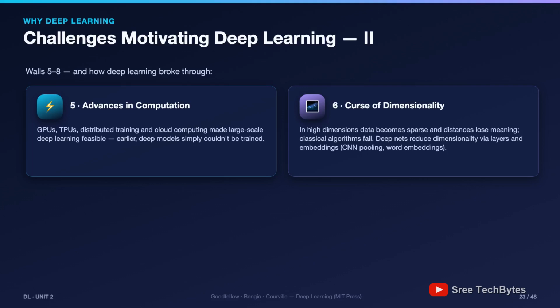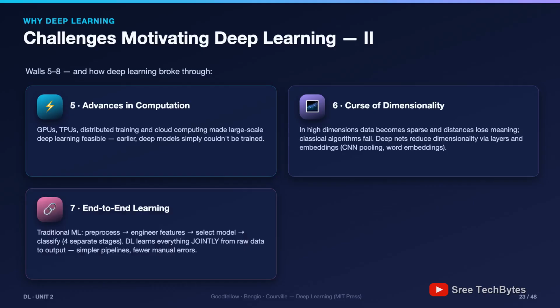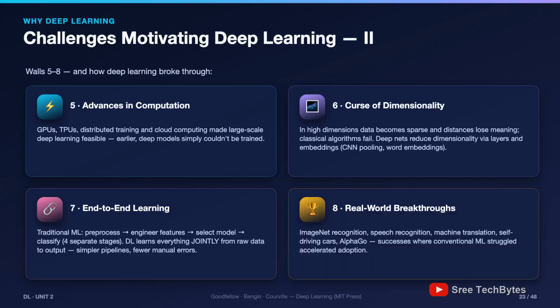7. End-to-end learning. The traditional pipeline had 4 separate hand-tuned stages: pre-process, engineer features, select, model, classify. Deep learning learns everything jointly, raw data to output. Fewer stages, fewer human errors. And 8. The breakthroughs themselves. Imagine it: speech recognition, machine translation, AlphaGo. Success stories recruited the whole industry. A memory aid for the exam: data was hard, humans were slow, models were weak, compute arrived, wins happened. That's the 8, compressed.